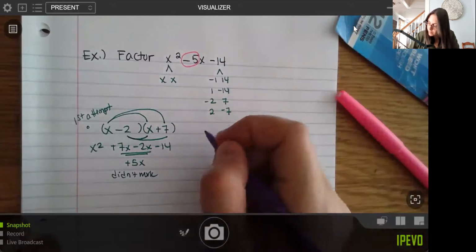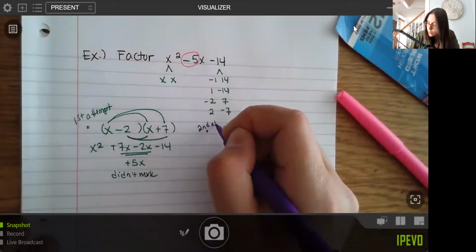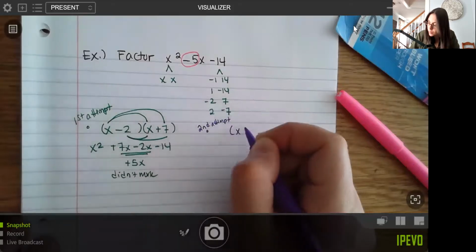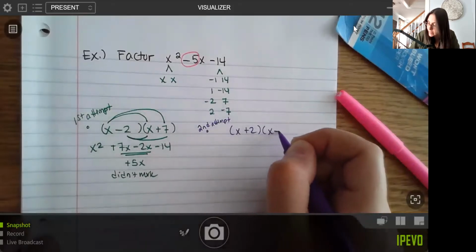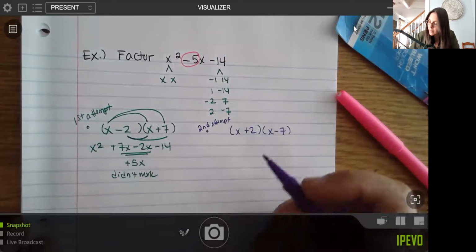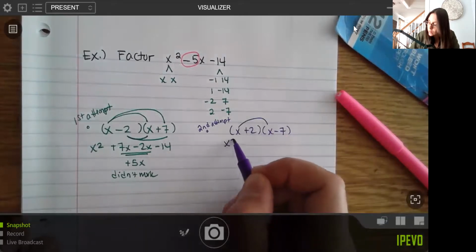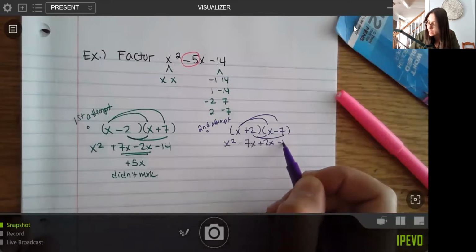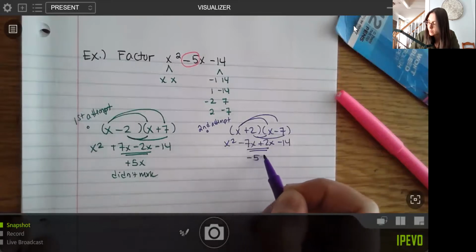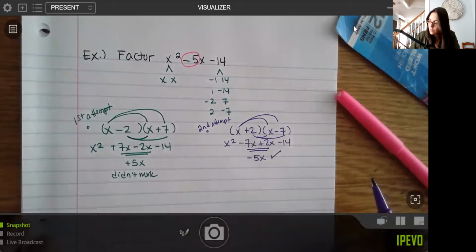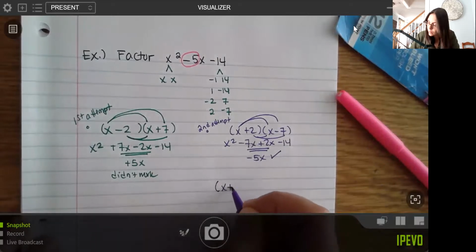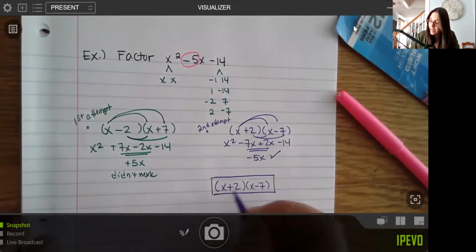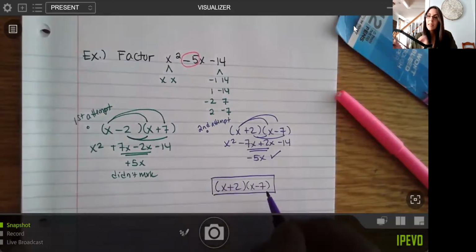I'm going to try again. Now, if you're only off by a negative, then likely you just picked the wrong pair. So we're going to do +2 and -7 instead. If you multiply this out, you're going to see that you do get that -7x plus 2x and -14. So you're going to get that -5x in the middle. Our final result here is x plus 2, x minus 7. And again, you could also write it as x minus 7 and then x plus 2. That's fine as well.